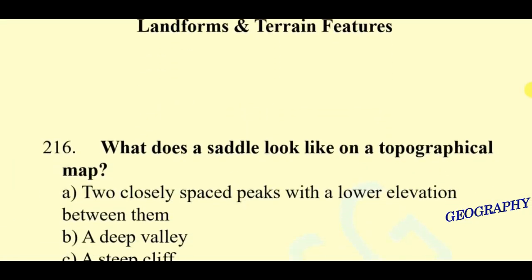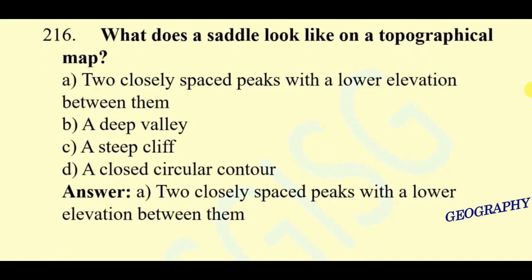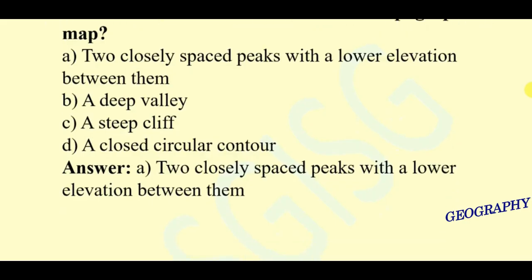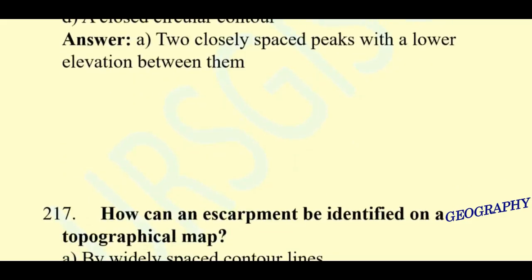Landforms and terrain features. What does a saddle look like on a topographical map? Two closely spaced peaks with a lower elevation between them, a deep valley, a steep cliff, a closed circular contour. Here the right answer will be two closely spaced peaks with a lower elevation between them.